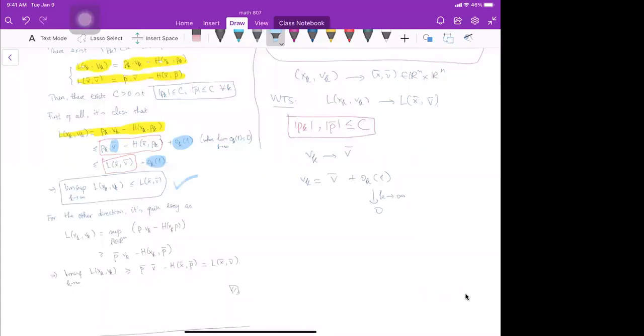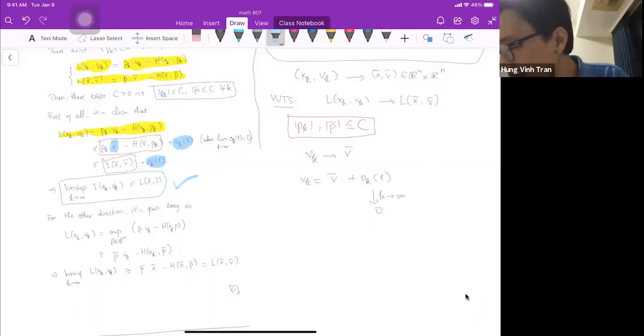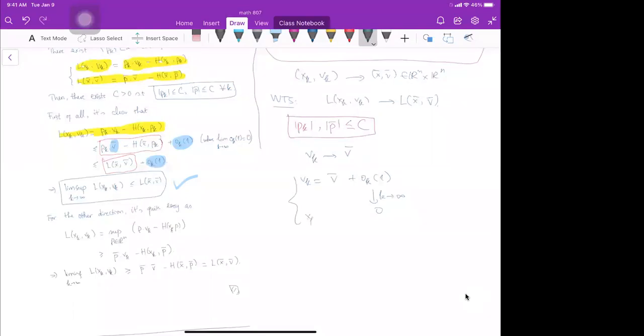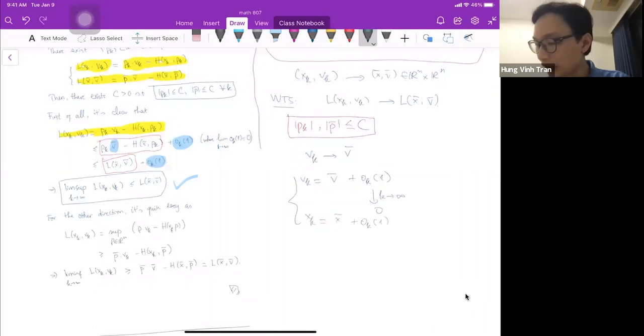Yeah, clear? Can I ask a question about this? So in that second step there, we also replace the xk with the x bar, right? So I guess there's some continuity of h, I guess. Yes. Okay. Oh, I'm sorry. No, you're absolutely right. I should have mentioned here as well that xk is equal to x bar plus o(1) as well. So you're absolutely right.